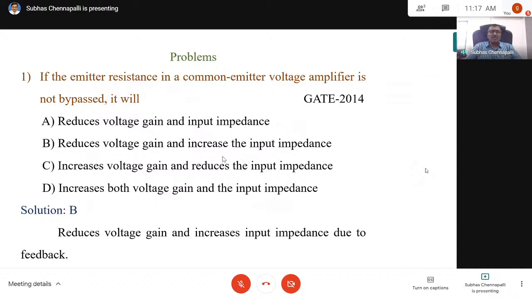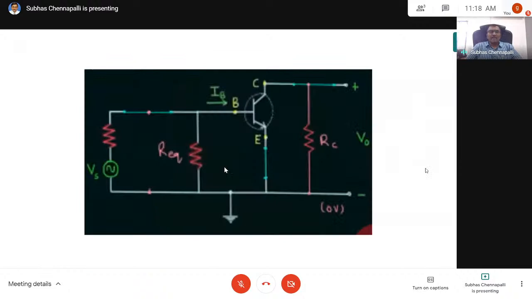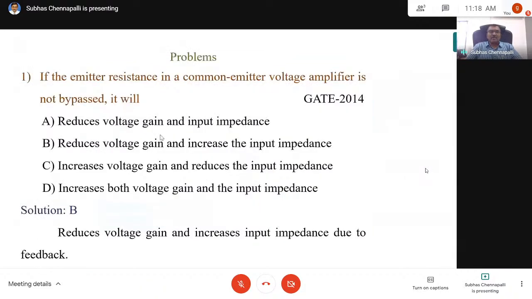It is a conceptual problem. If the emitter resistance in a common emitter voltage amplifier is not bypassed, what will happen? This is what is asked. If it is not bypassed, then even for the AC signal, negative feedback will be there, so its gain will go down. The very reason why we have the bypass capacitor is to have sufficient amplification factor for the transistor. If it is not there, the gain of the transistor will be reduced. So that reduces the voltage gain.